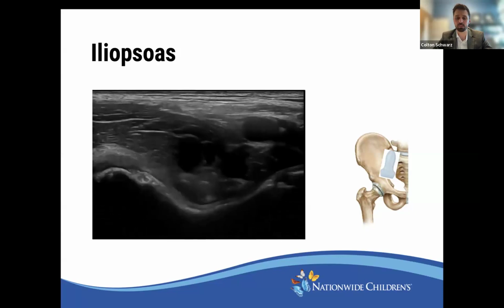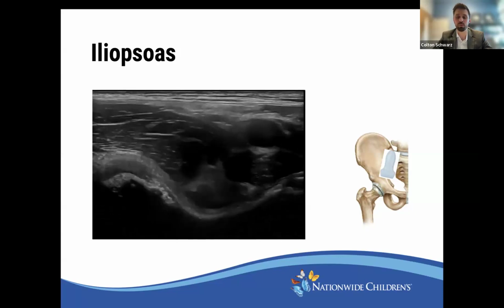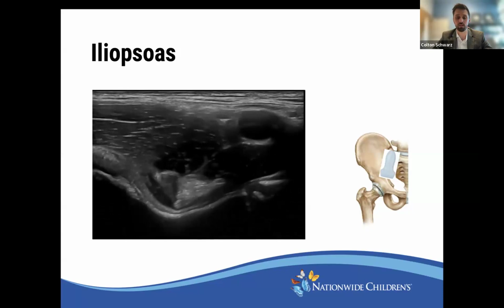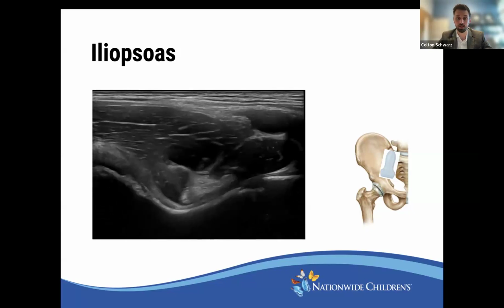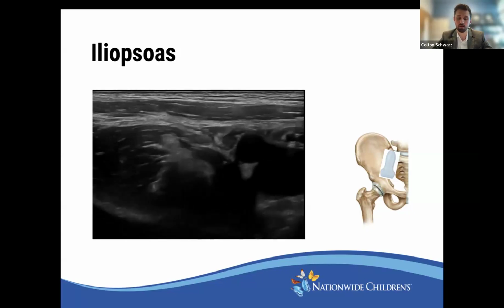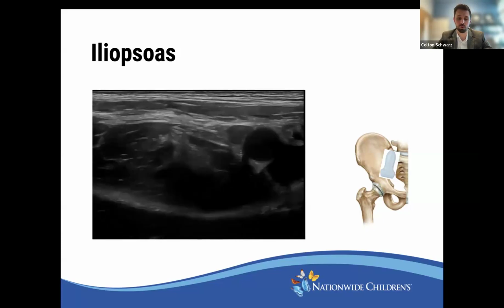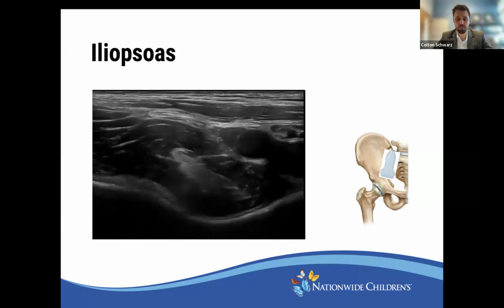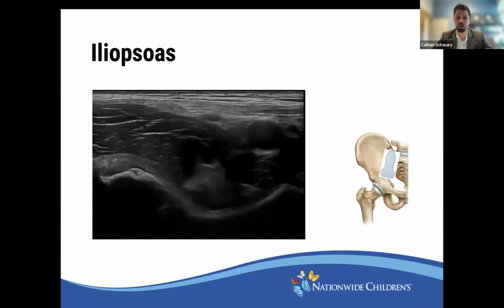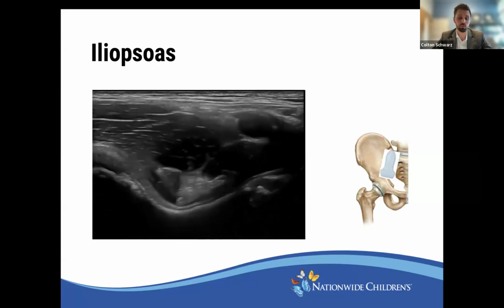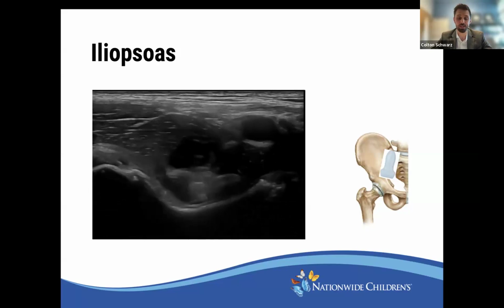A lot of times that snapping is due to those medial fibers of the iliacus getting interposed between tendon and bone. However, there could be something else going on, like those individuals who have a bifid iliopsoas tendon, they could be snapping over one another. There's some evidence to suggest that upwards of 40% of people will have asymptomatic snapping on ultrasound.